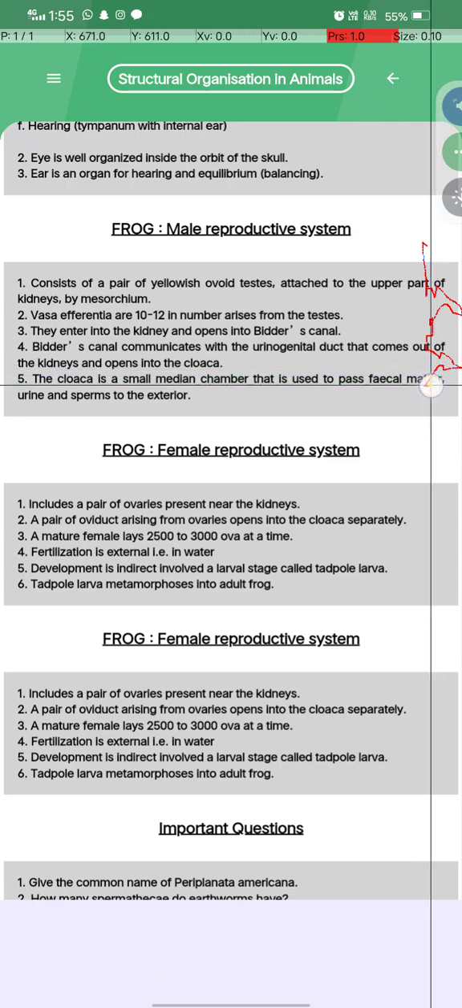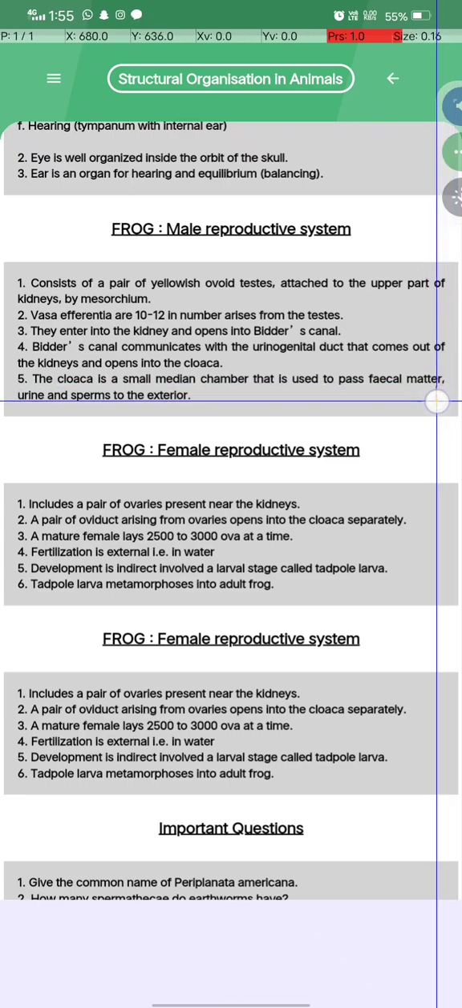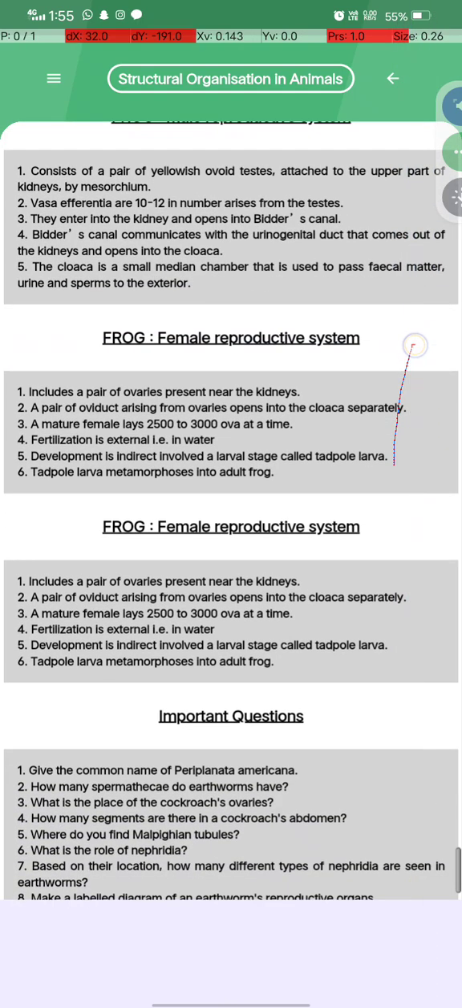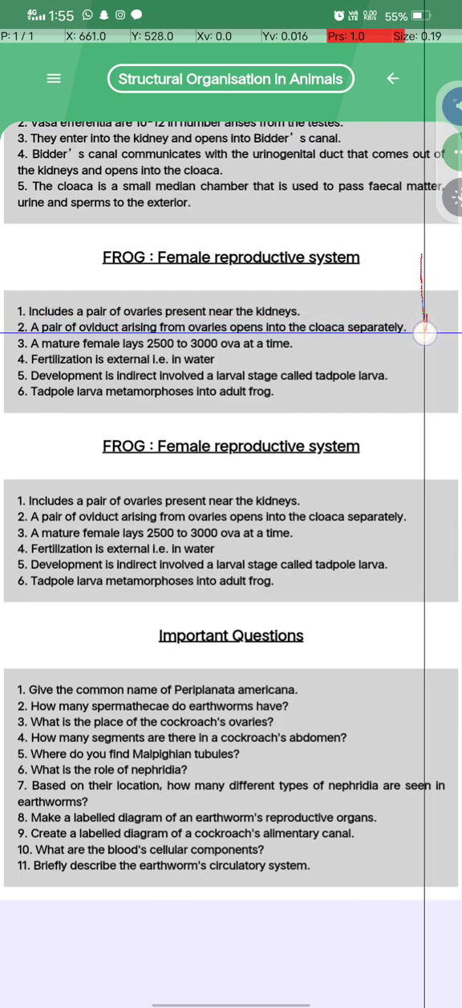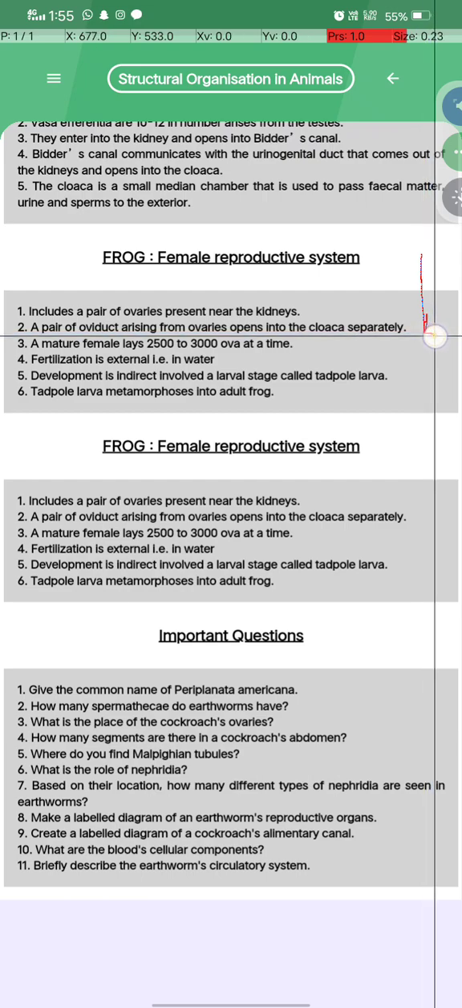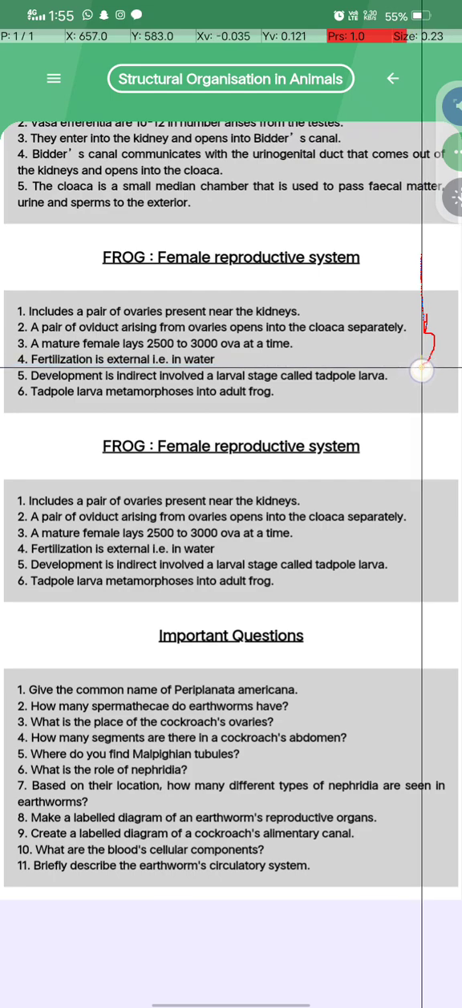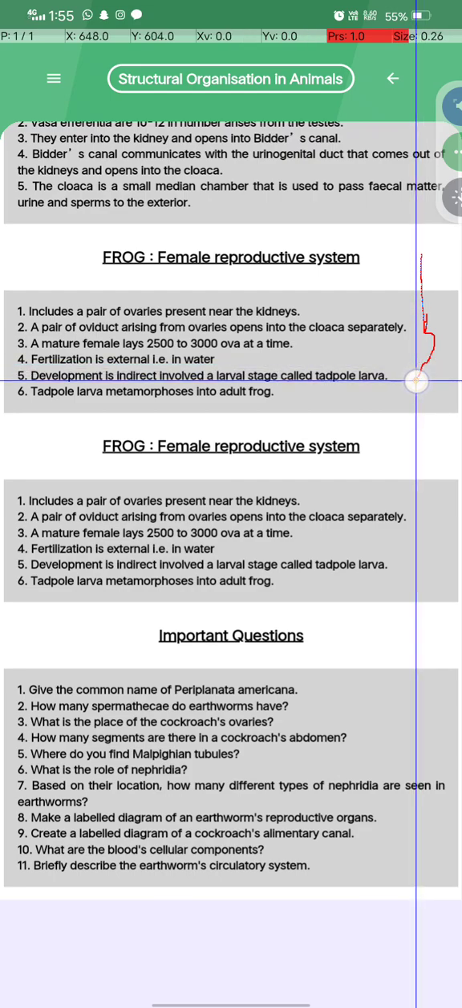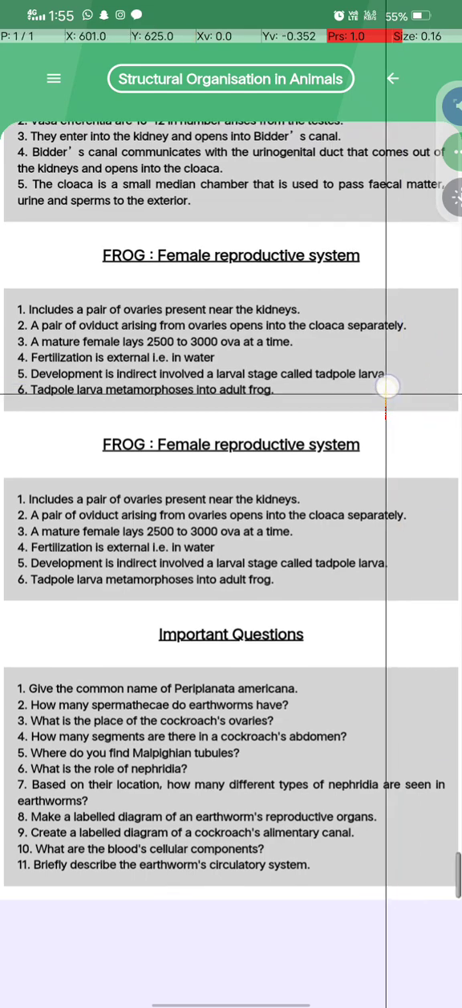The cloaca is a small median chamber used to pass fecal matter, urine, and sperms to the exterior. The frog female reproductive system includes a pair of ovaries present near the kidney, and a pair of oviducts arising from the ovary open into the cloaca separately. A mature female lays 2500 to 3000 ova at a time, and the fertilization is external, that is in water. Development is indirect, involving larval stages called the tadpole larva, and the tadpole larva metamorphoses into the adult frog.